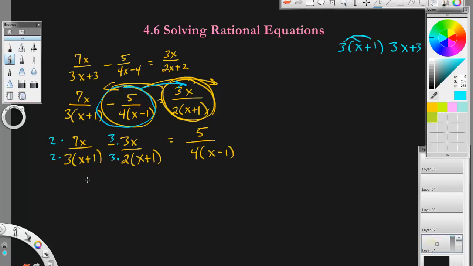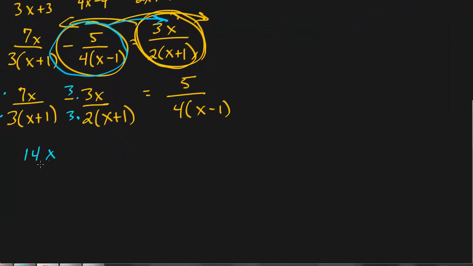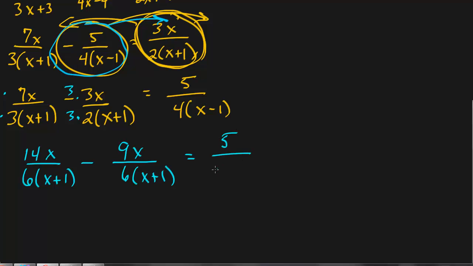All right, so let's see what this becomes here. This will be 14x over, now watch this, this is just 6 times x plus 1. And then we have a minus sign. Now, don't forget, that's a minus sign right there. So minus, and on top will be 9x over 6 times x plus 1. So now that's good news, because those denominators are now the same. I just got common denominators on the left side. That's all I did, just like it was regular fractions. I'm going to recopy this side as is. I don't have to mess with that.